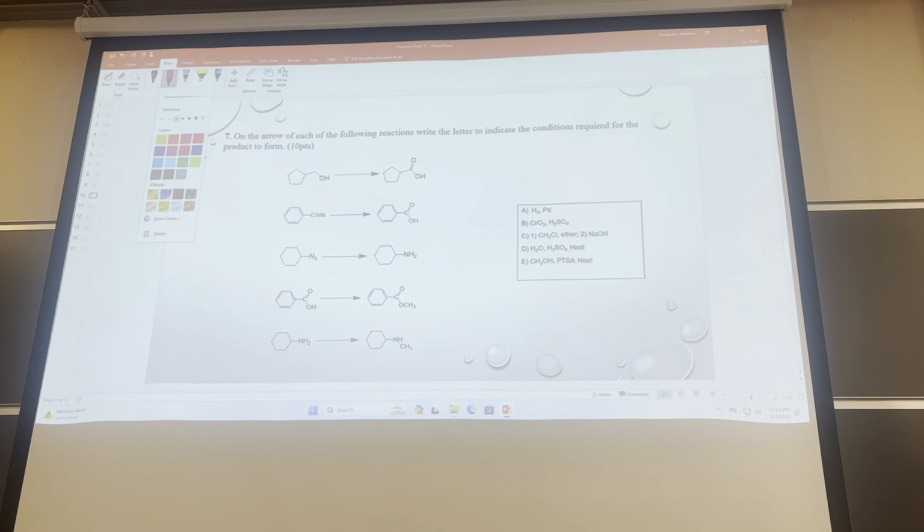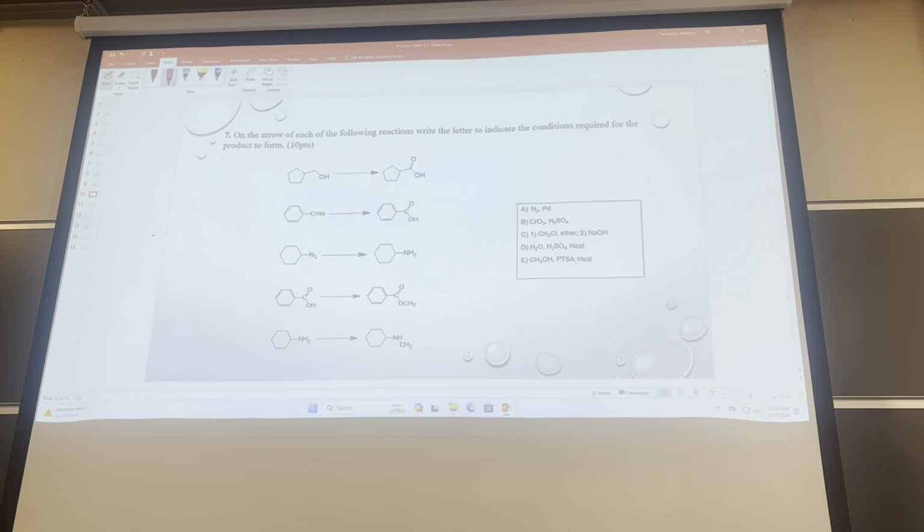Okay, let's see how good you are on this one. Alcohol, primary alcohol, converted to acid. Is the oxidation, right? Cyanide, converted to acid. Yes, sulfuric acid, water, hydrolysis reaction. Azide, converted to amine. Acid converted to the ester.